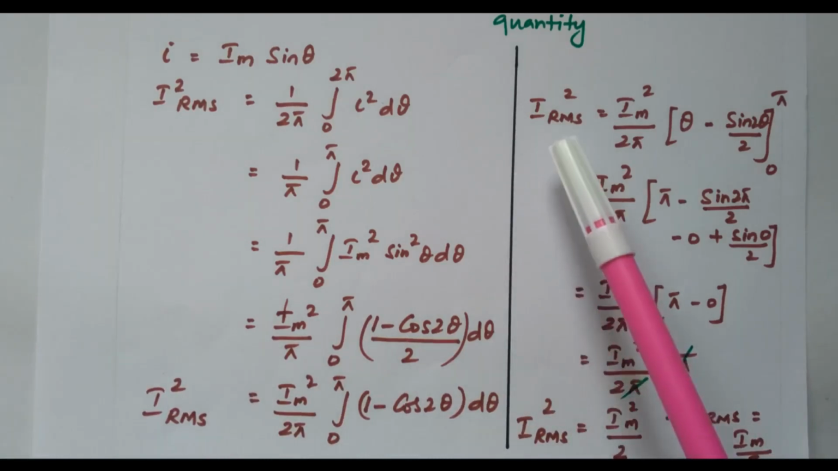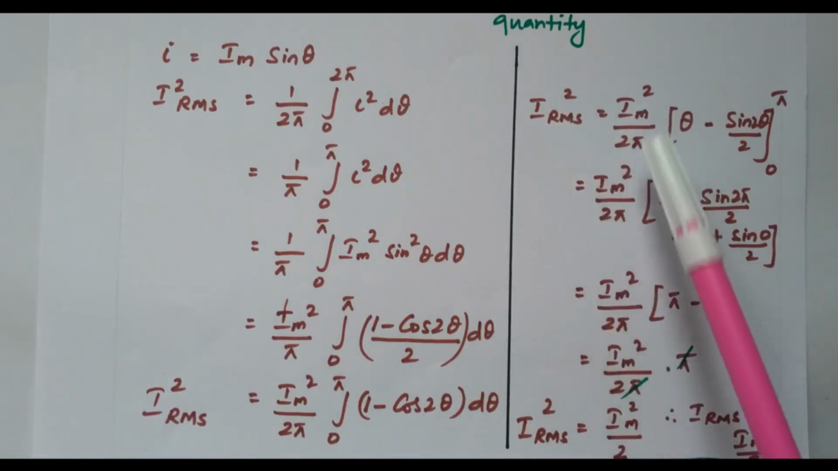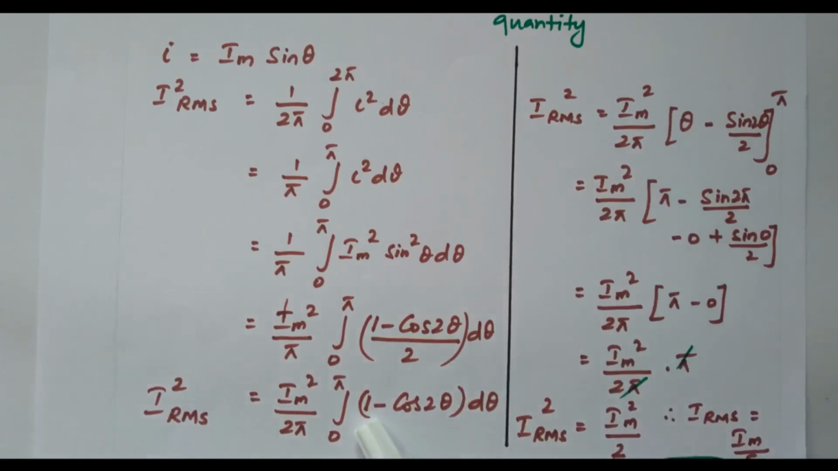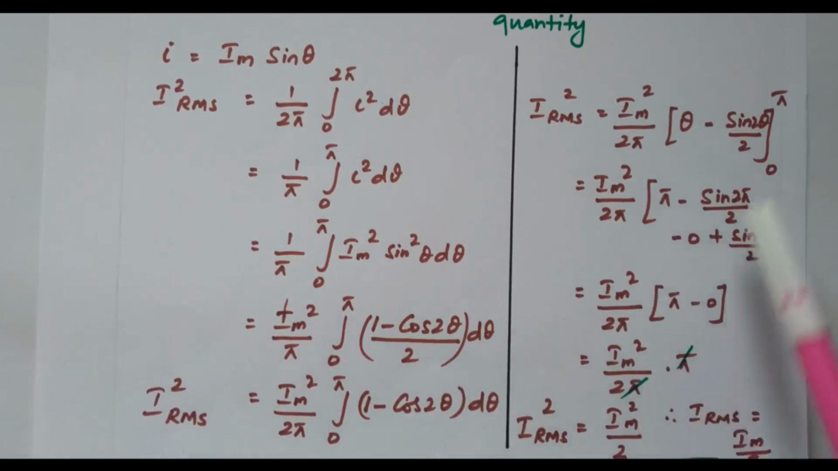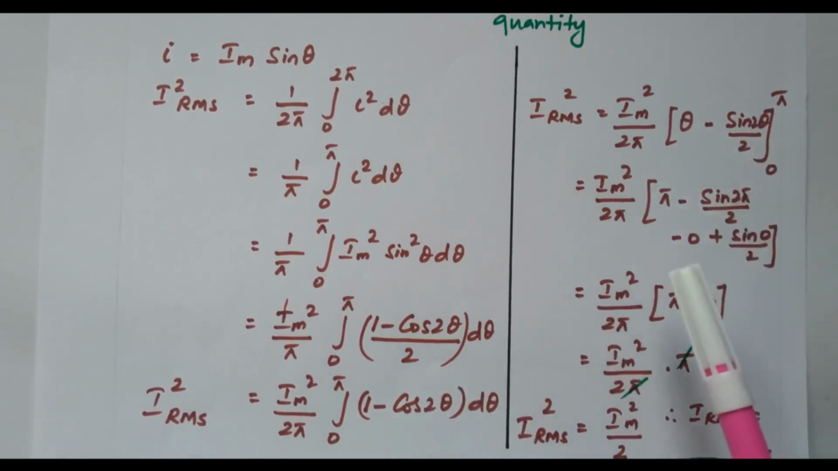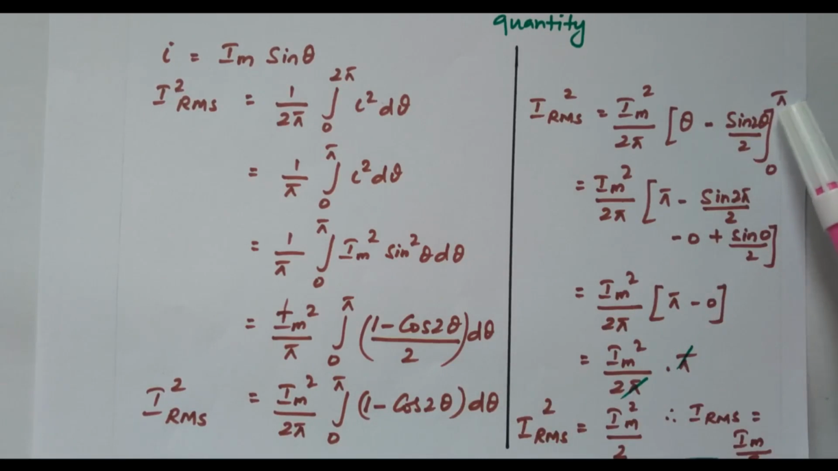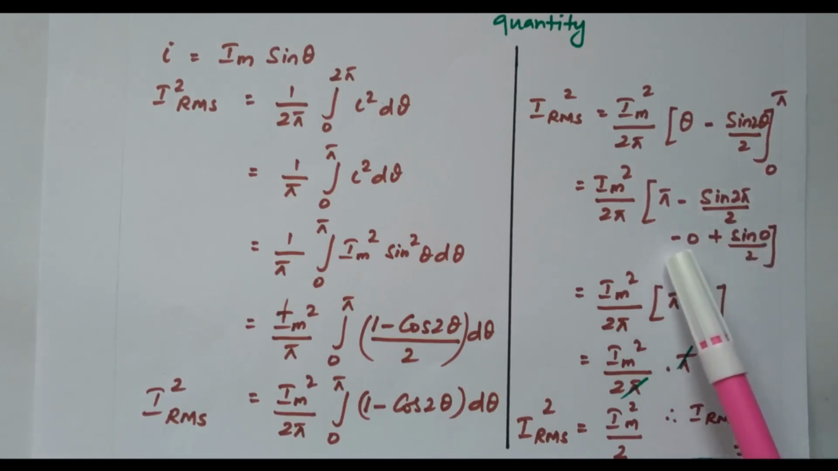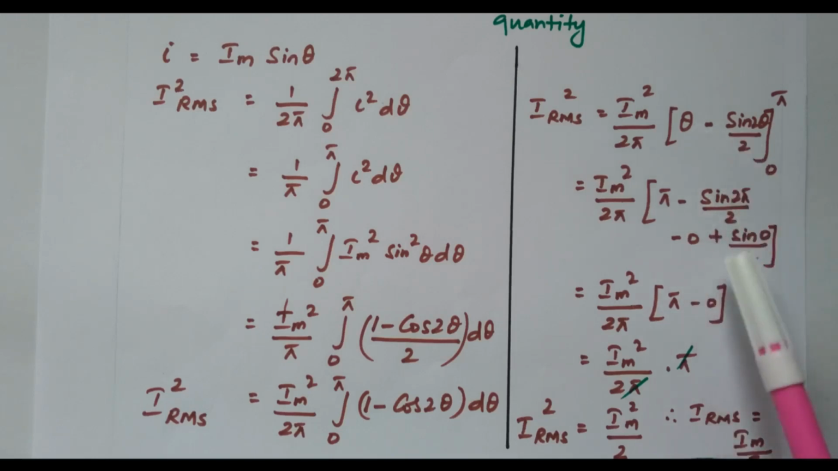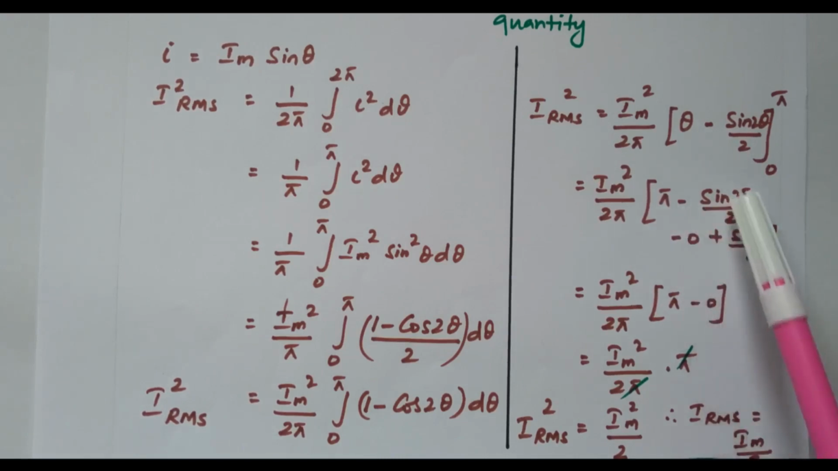I RMS square equals Im square divided by 2 pi times the integral. The integral of 1 d theta is theta. The integral of cos 2 theta is sin 2 theta divided by 2. These two terms are integrated. Now we substitute the limits. First the upper limit pi: theta is pi, minus sin 2 pi divided by 2. Then the lower limit, where a negative sign applies: minus 0. Here a negative is already there, so it becomes positive, plus sin 0 by 2. So pi minus sin 2 pi by 2 minus 0 plus sin 0 by 2.